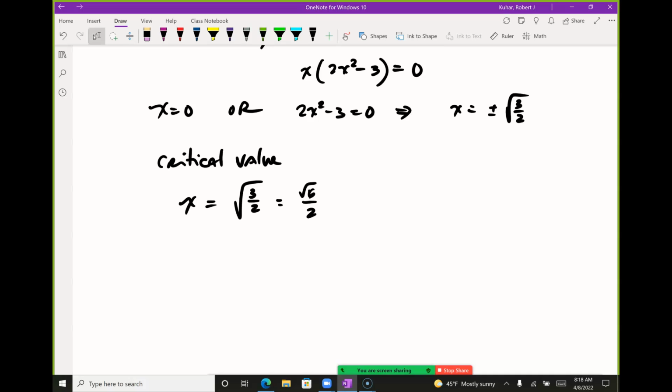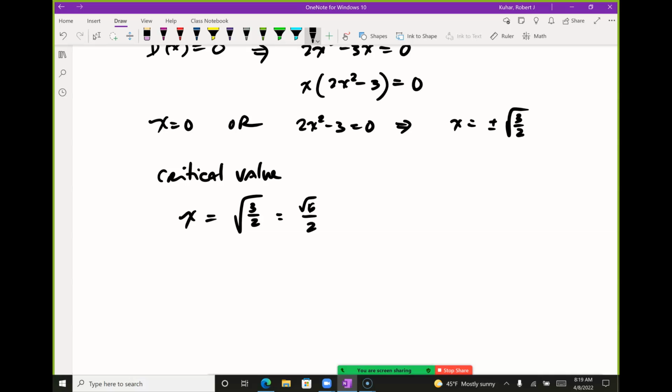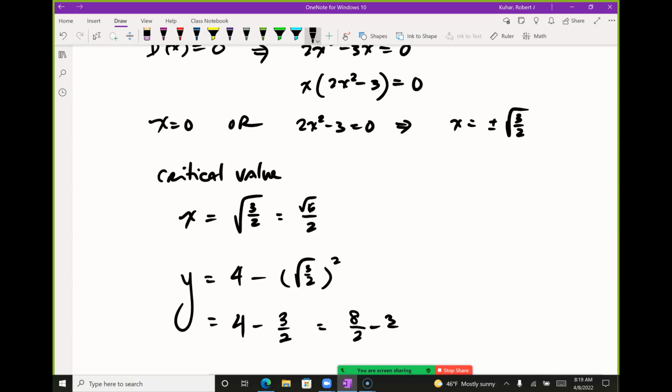So once I found my critical value, I have to find two other things, right? Actually, three at minimum. I have to find the y point, the distance, and that it is a minimum, the value at the second derivative. So let's find the y point first. So y is 4 minus x squared, right? That's the original problem. So I get 4 minus 3 halves, or 8 halves minus 3 halves, or 5 halves. So there's my y coordinate.